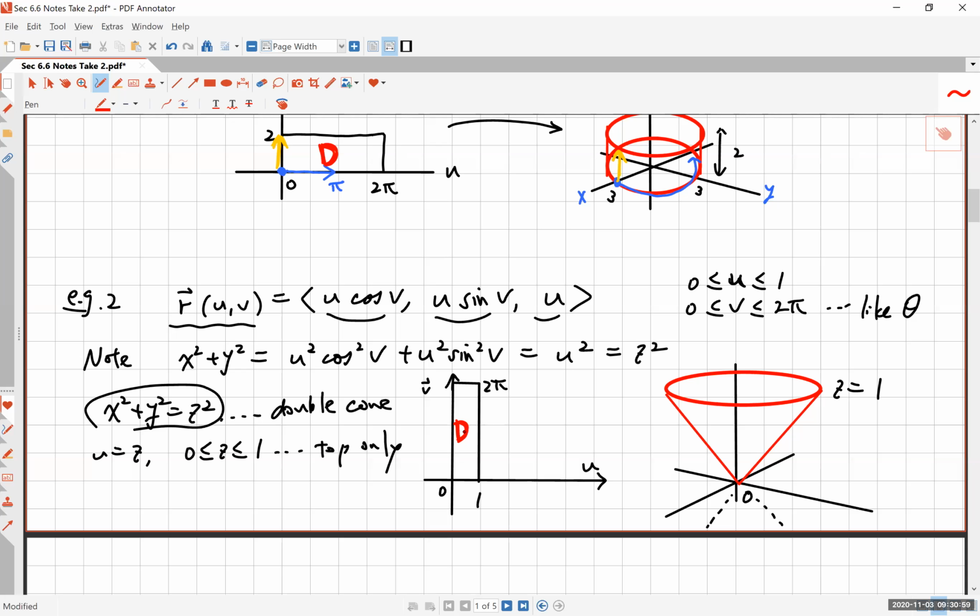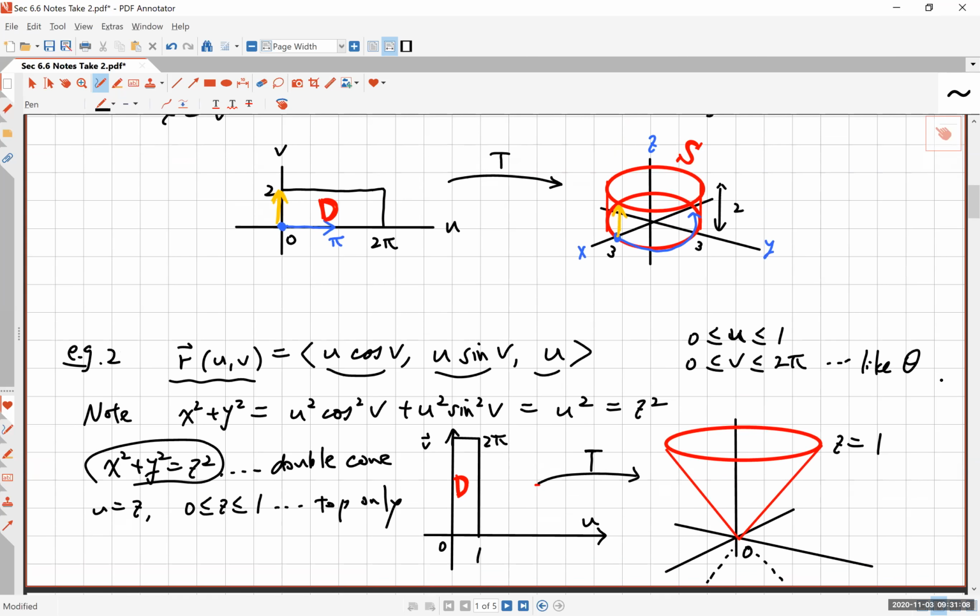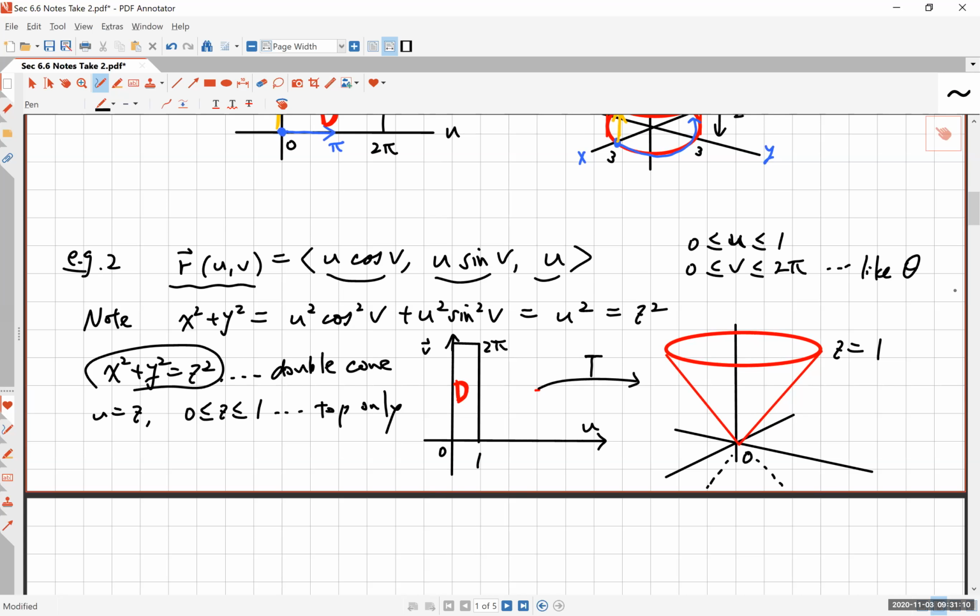And this rectangular region is magically transformed by this parameterization. I use T to represent this transformation to this coffee dripper, or the cone. How does it work? Let's follow this. I'm going to pick this point here, 0, 0. That would be 0, 0, 0, because every point has U equal to 0. So that's this point here. That's the origin.